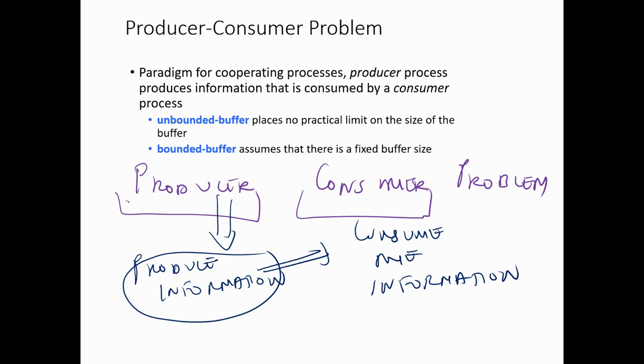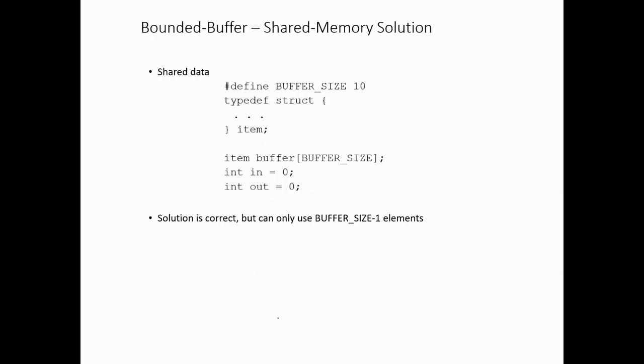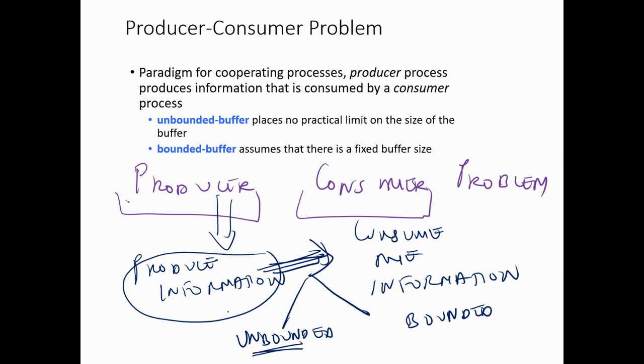While you are sharing the information, there can be two types of buffer. One is unbounded buffer, another one is bounded buffer. What are unbounded and bounded? They represent the size of the buffer. Unbounded is nothing but unlimited. So you can have limitless space where you can store lots and lots of information. But bounded is based on a size k, up to which we are supposed to store the information.